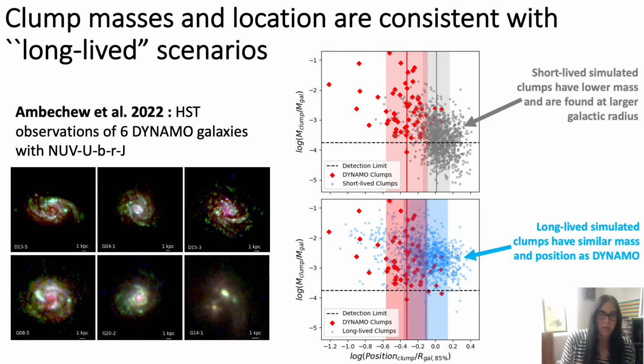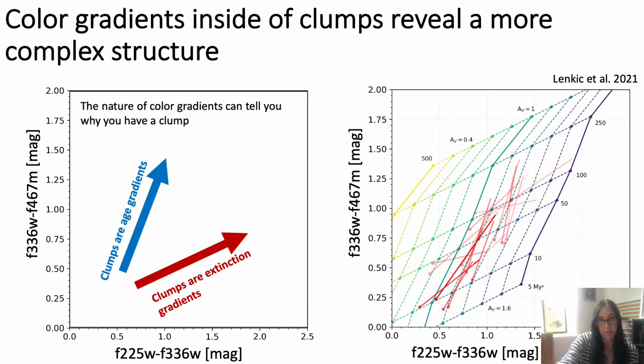If we look at the bottom, we see long-lived clumps, and those are the blue points. And in that situation, the clumps are able to travel through the galaxies, so you see more at small radius, and the ones that are at small radius tend to be larger in mass. That is what we observe. So again, we're finding things that are consistent with a long-lived clump scenario.